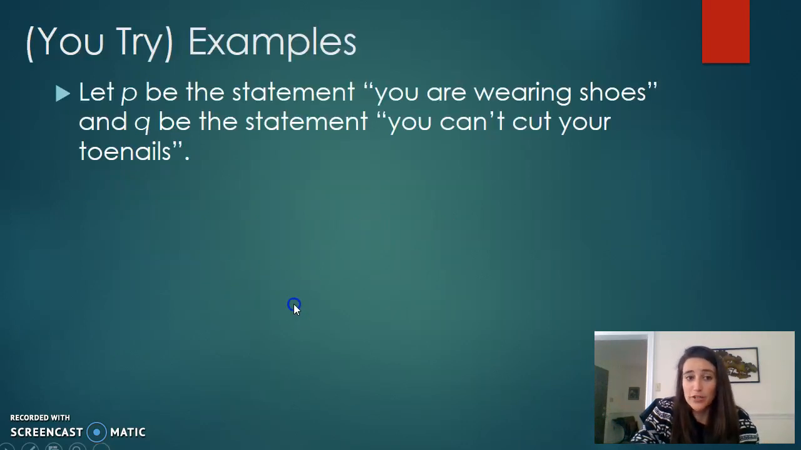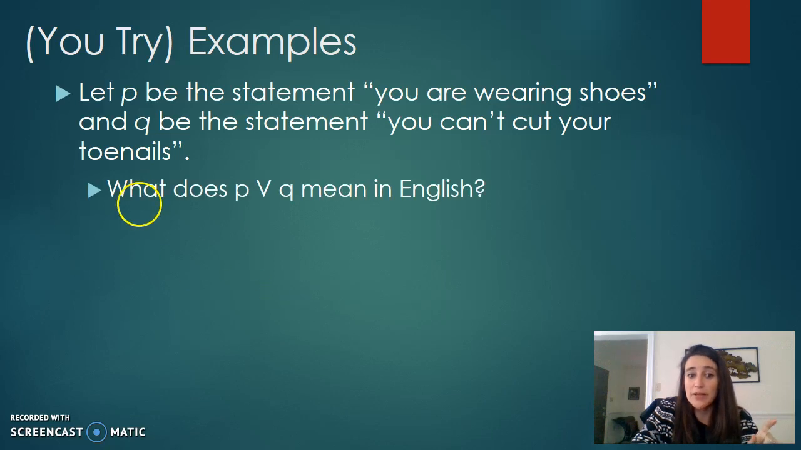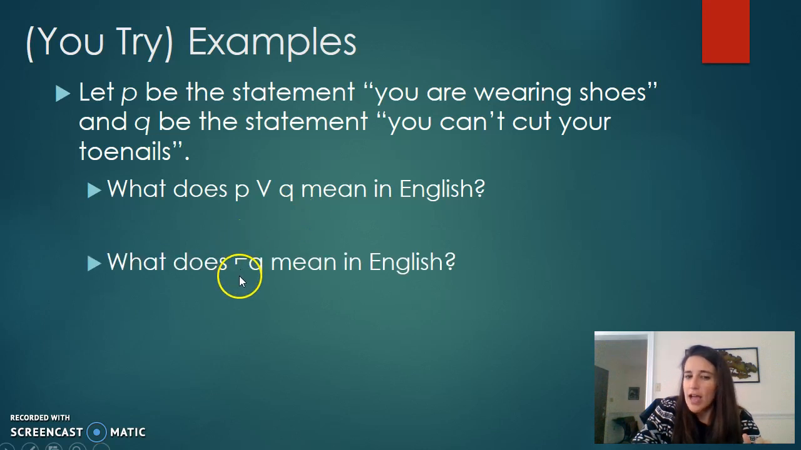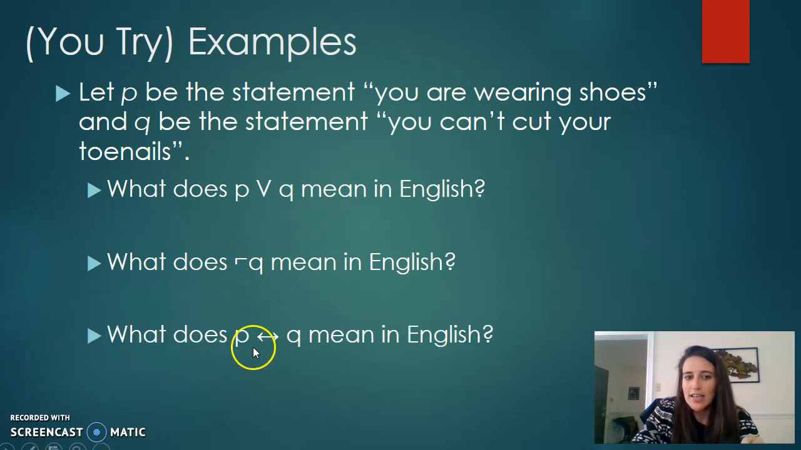So why don't you try a few? Look at the same statements. P, you are wearing shoes. Q, you can't cut your toenails. And see if you can translate the following into English. So try P V Q. Try to determine what it means when we negate Q in English. And also take a look at P, left and right arrow, Q. See if you can translate each of these three sentences into English, and let me know at the beginning of next class if you have any questions.